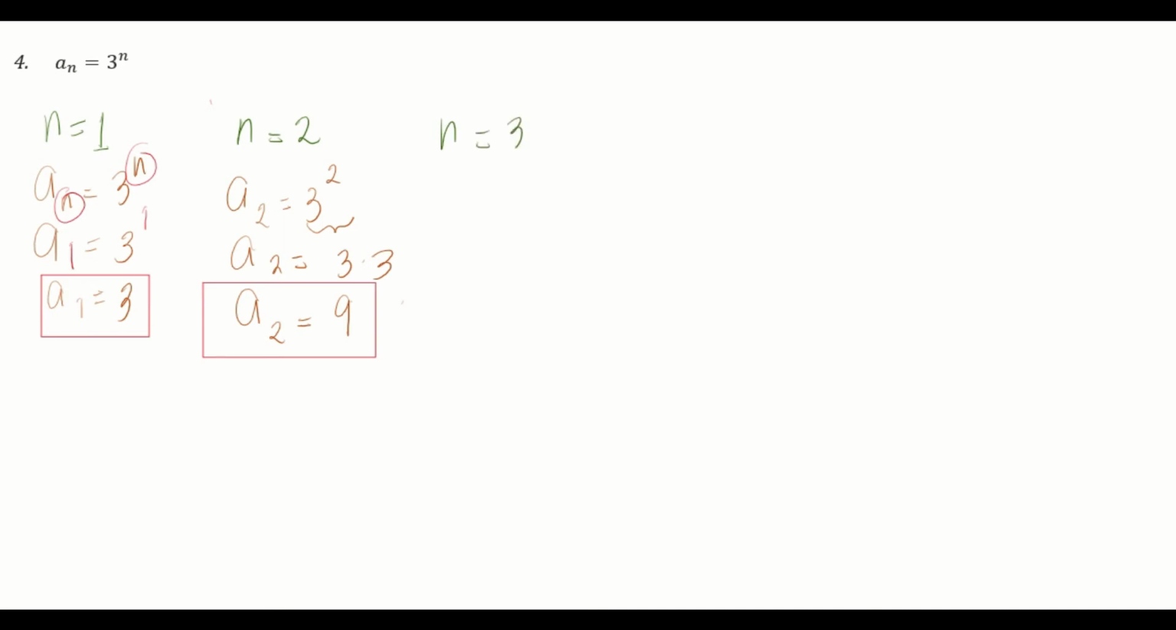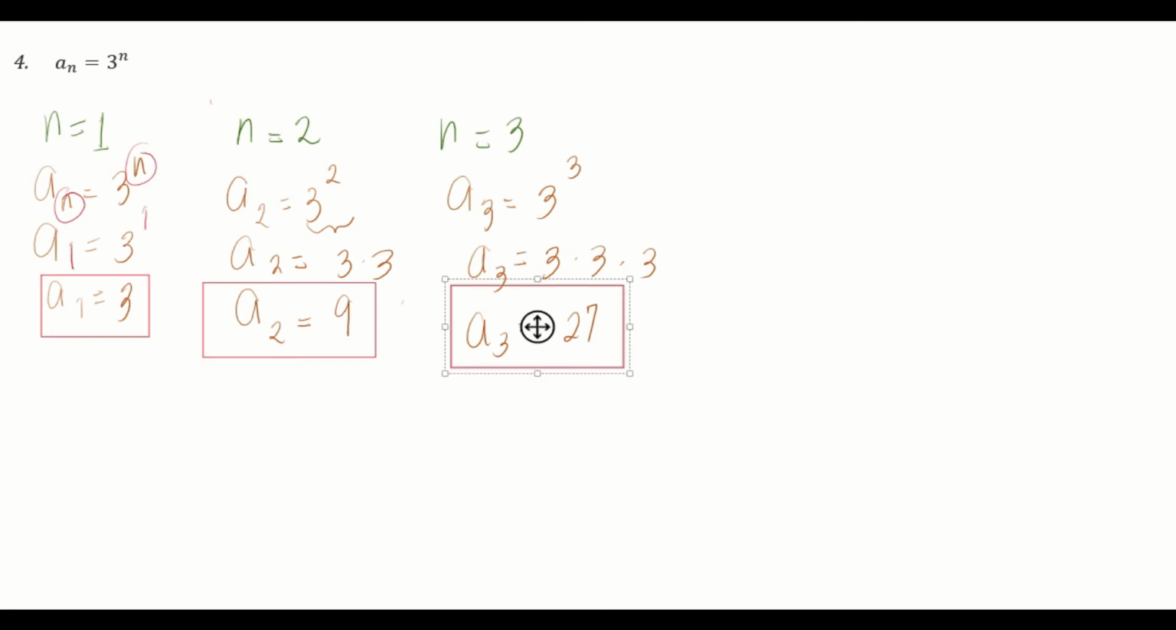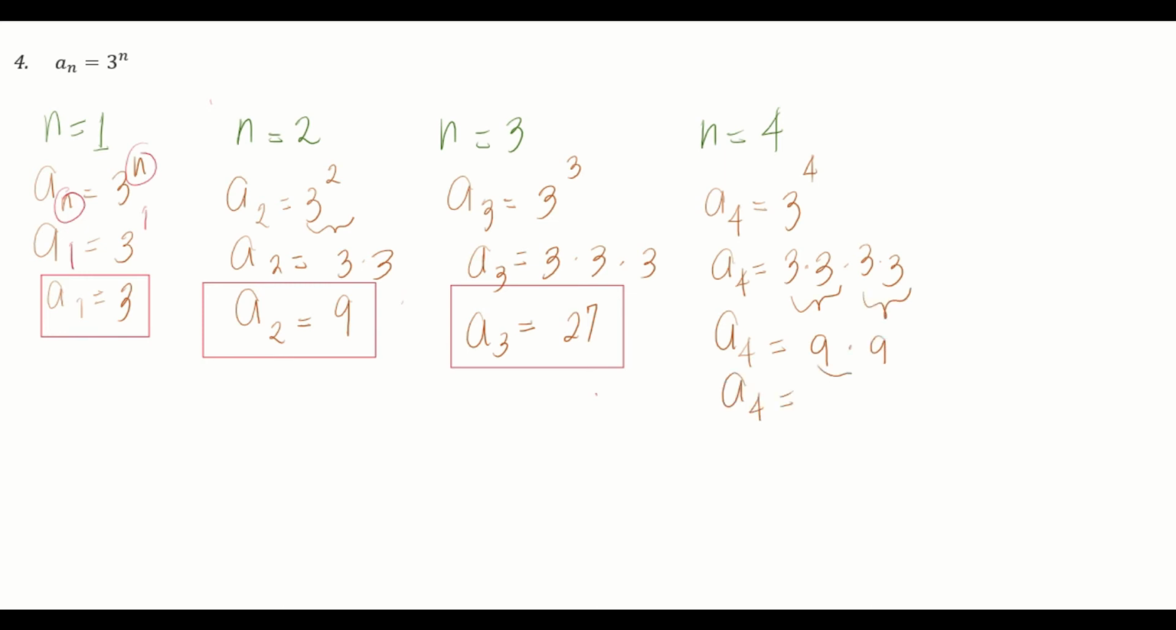To get our third term, we substitute 3. So a sub 3 is equal to 3 to the power of 3, and that is equivalent to multiplying 3 thrice by itself. So 3 times 3 is 9, times 3 is 27. Third term is 27. For our fourth term, we substitute 4 to the variable n. We have a sub 4 equals 3 to the power of 4. So that just means multiplying 3 4 times by itself. This just means a sub 4 is equal to 9 times 9, or a sub 4 is just 81. Our fourth term is 81.